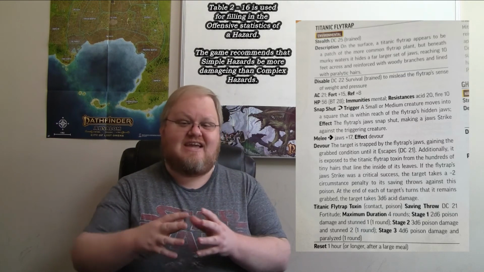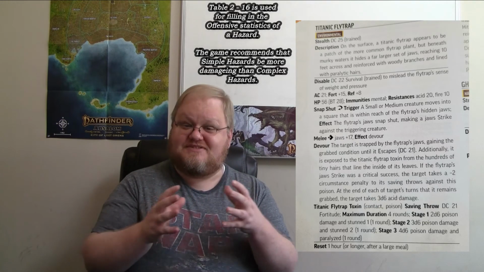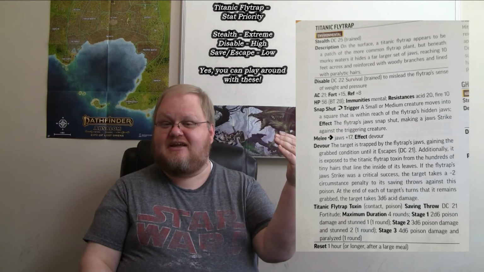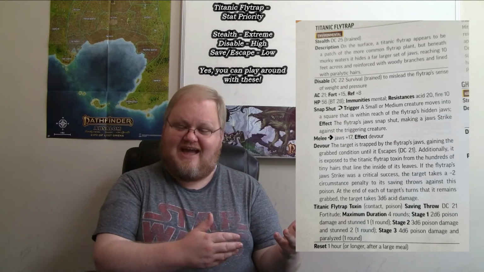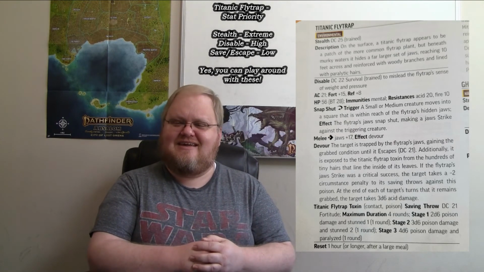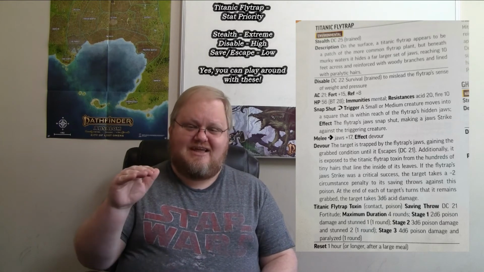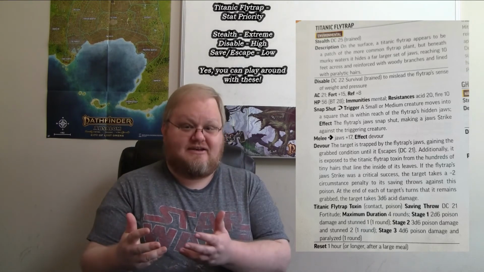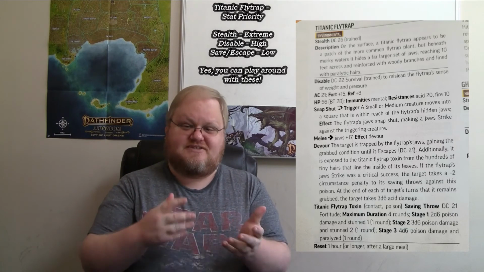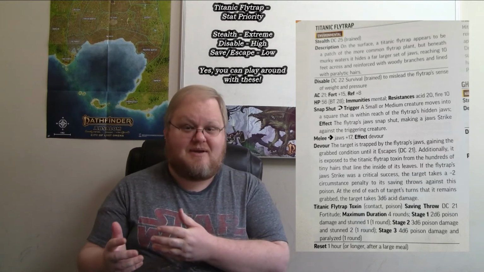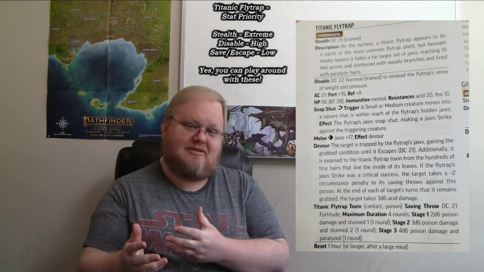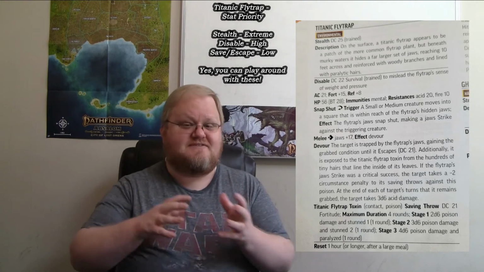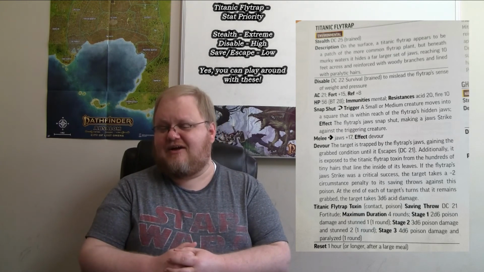So you see a priority with this particular hazard. Its extreme DC is associated with noticing the hazard, and then it's a little bit easier to disable. If you fail to disable it and actually get caught in its jaws, the DC to escape and the DC to fight off the paralytic toxin is a little bit lower than that. But all of these are associated with the offensive statistics of the Titanic Flytrap.